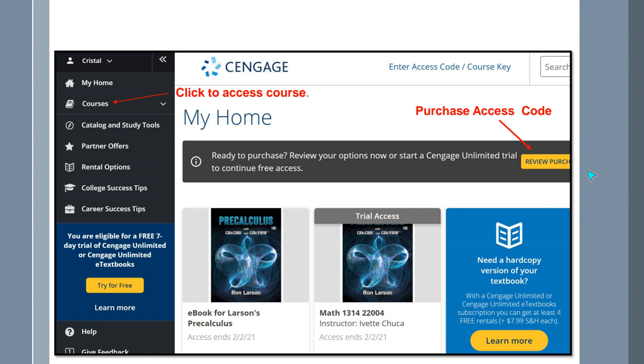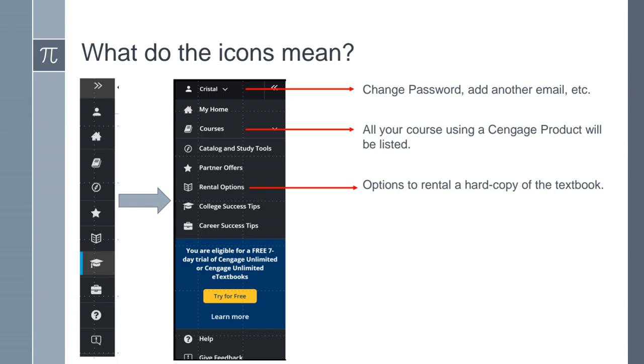Once you're in WebAssign, the good news is that you're not going to have to purchase an access code, because that's part of your tuition already. So if it's asking you to purchase something, you don't want to purchase anything. To get to your course, you'll go ahead and click on courses, and then it's going to open up any of your courses. So if you're taking 314 and 1314, you're going to see both of your courses there.